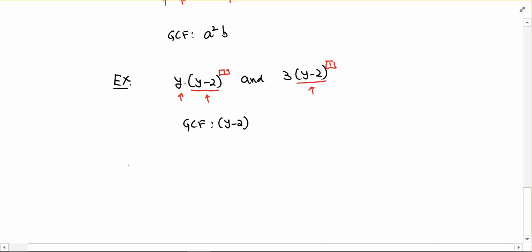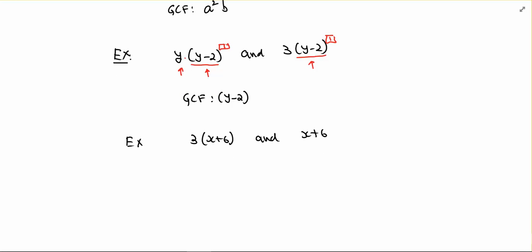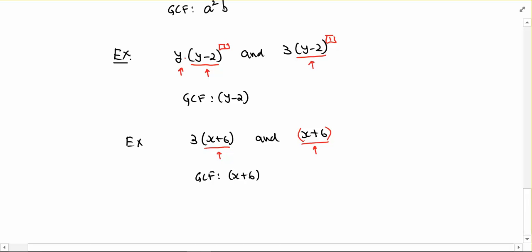Let's do one more of that kind. So let's say we had a 3 and an x plus 6, and an x plus 6. Well, clearly there is no 3. However, what about the x plus 6? Well, there is one x plus 6, and we can consider all of that as 1 x plus 6. So the GCF is x plus 6. Alright, we'll do further examples in the next video.